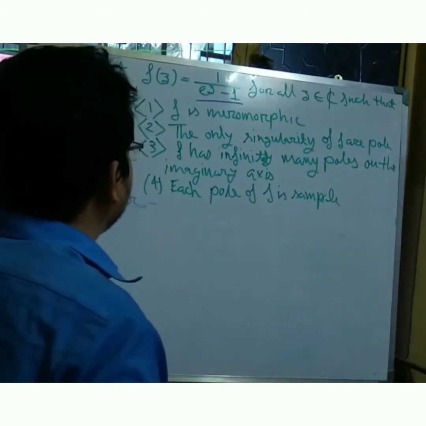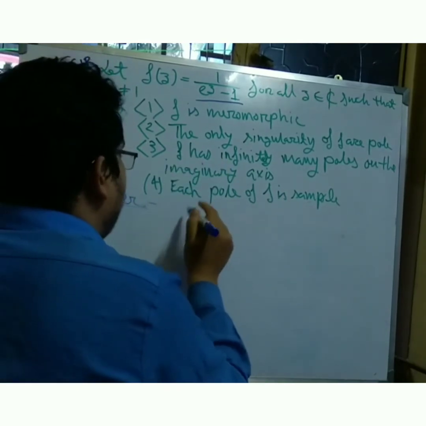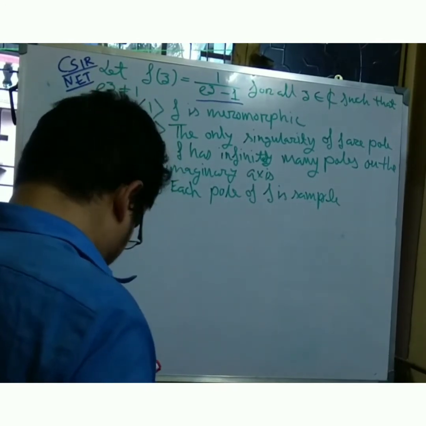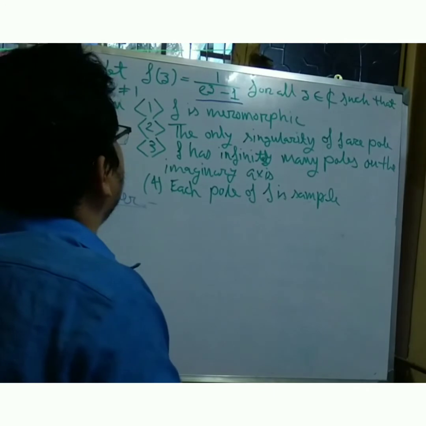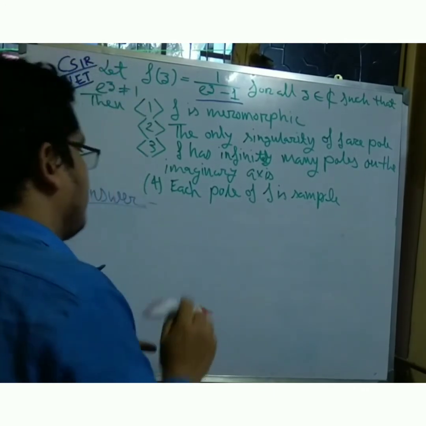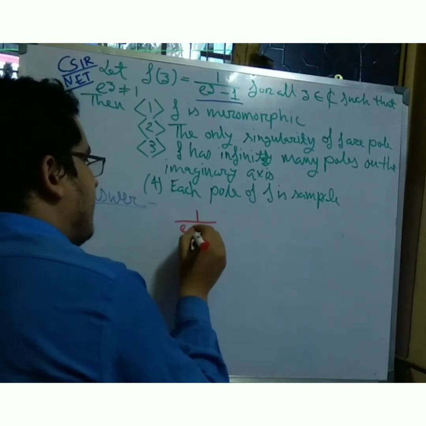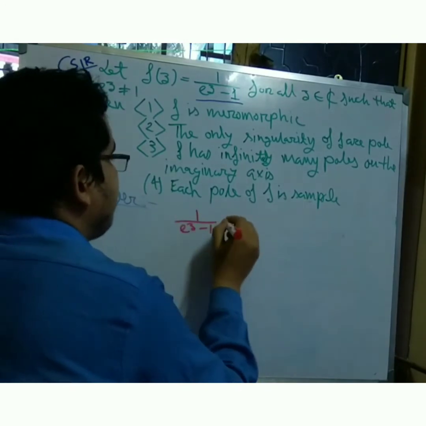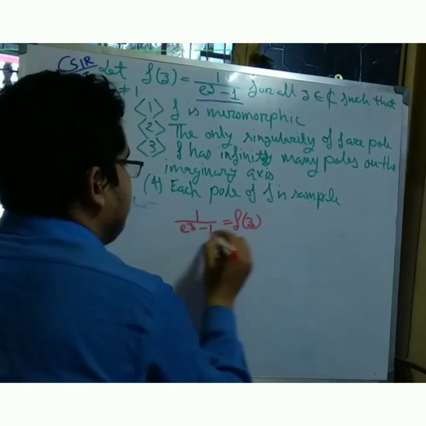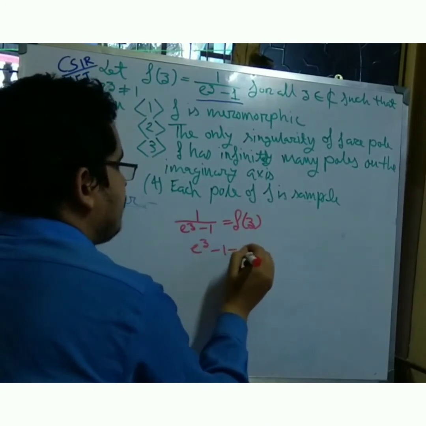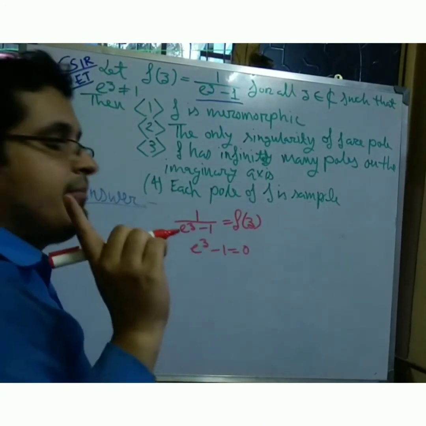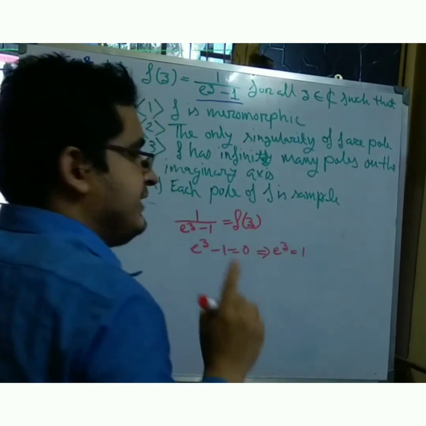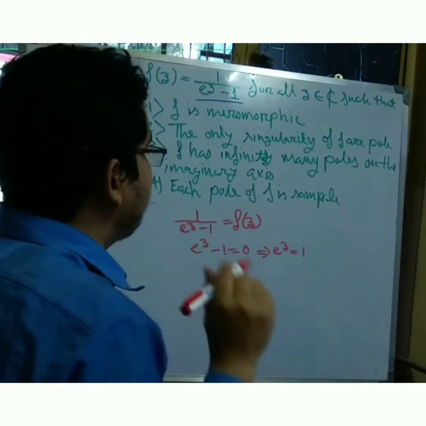So friends, I think it is clear, and now I will check one by one. I just write 1 by e^z minus 1. 1 by e^z minus 1 is my function f(z), and e^z minus 1 equals 0 is where the singular point must be noted, and that implies e^z is equal to 1.